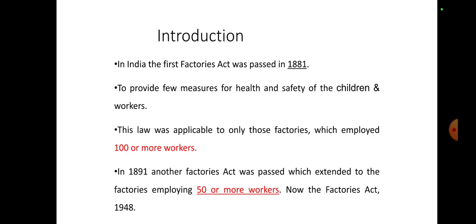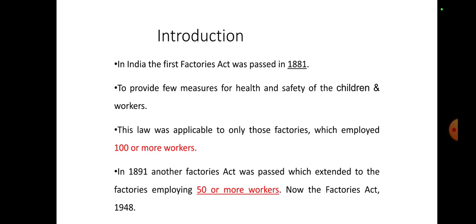In India, this Factories Act was passed in 1881 to provide a few measures for the health and safety of the children and workers. This act speaks about three important provisions: one is health, the other is safety and the third is welfare of the workers. This law was applicable to only those factories which employed 100 or more workers. Before we proceed, we have to understand what a factory is, who the workers are, what we mean by a worker and the other conditions related to this Factories Act.